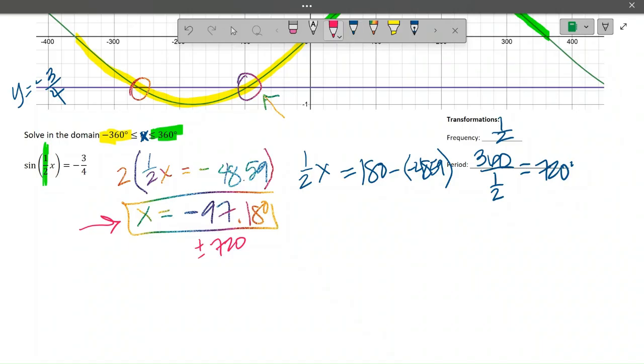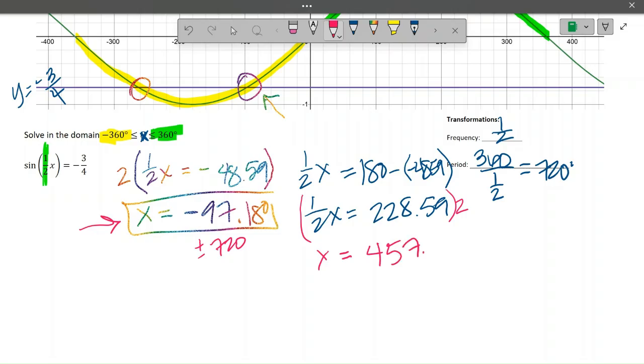I'm going to do the same thing on the other side now. I have half x. I'm going to go ahead and simplify the right side, which gives me 228.59 degrees. Again, I need to get rid of this half, so I'm going to multiply both sides by 2. When I do that, I get x equals 457.18 degrees. While this is a solution, it's not in the domain.